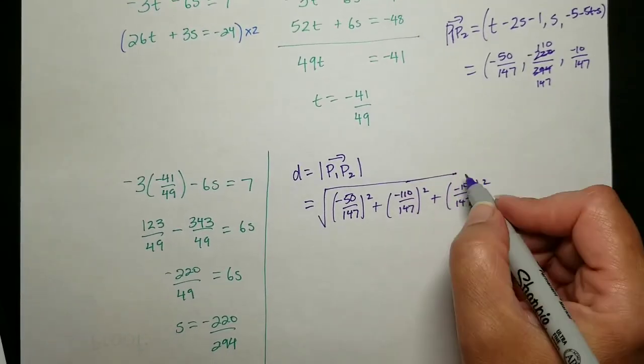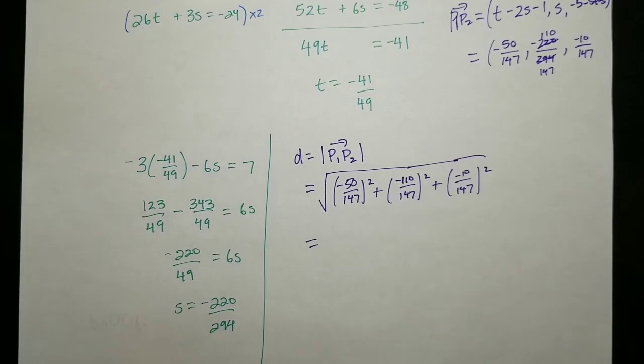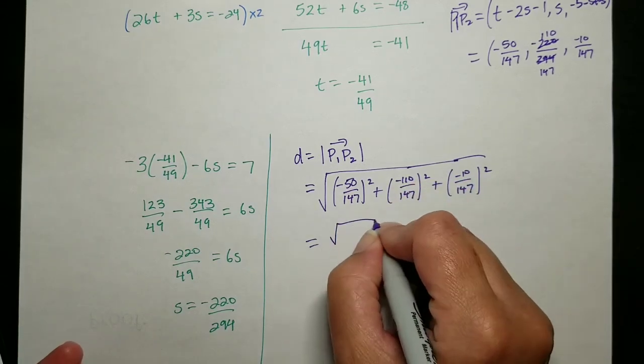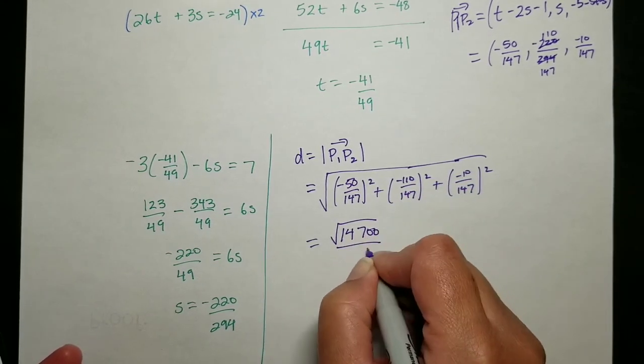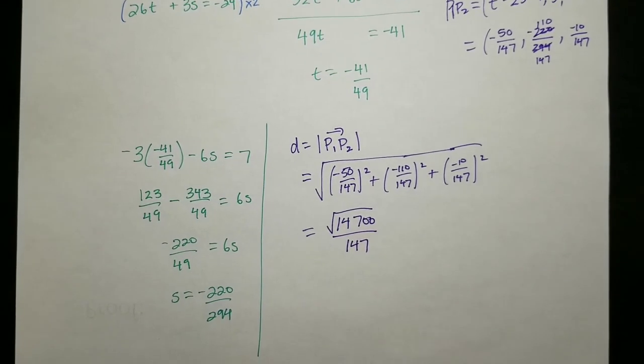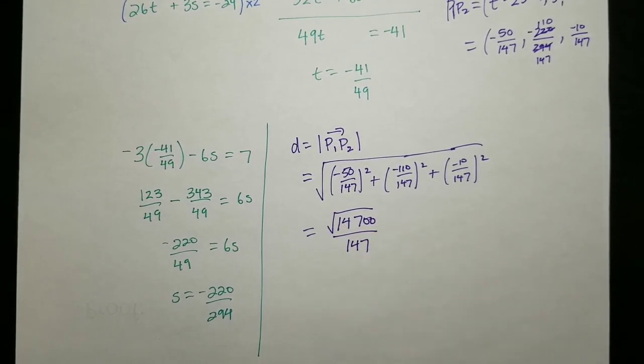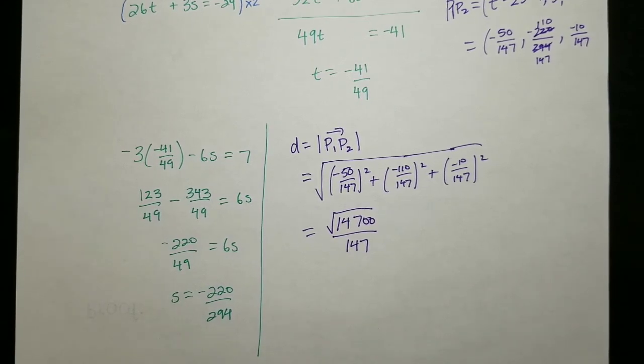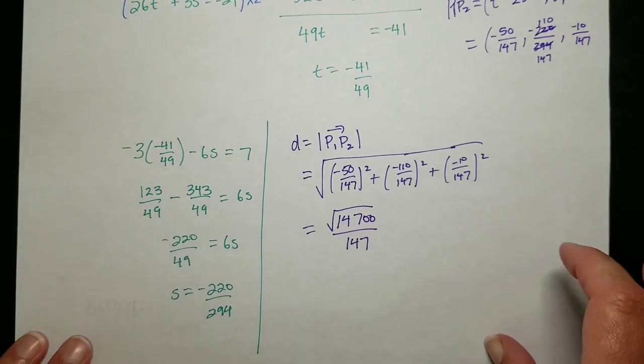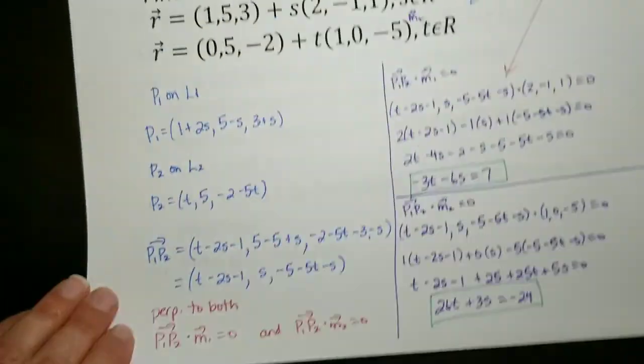So real life numbers are not often pretty. So 50 squared plus 110 squared plus 100. So here we get square root of 14,700 over 147. And I don't think that that reduces. This guy might change into a mixed radical in a little bit lower form. But that's the process. I do have kind of a list here of how to go about this.